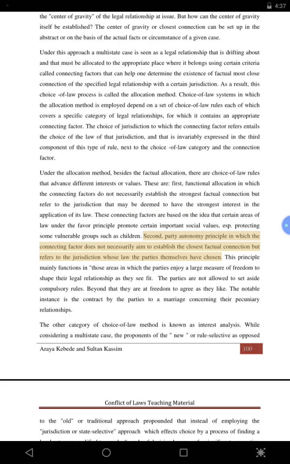Second, the party autonomy principle, in which the connecting factor does not necessarily aim to establish the closest factual connection but refers to the jurisdiction whose law the parties themselves have chosen. This principle mainly functions in those areas in which the parties enjoy a large measure of freedom to shape their legal relationship as they see fit. The parties are not allowed to set aside compulsory rules. Beyond that, they are at freedom to agree as they like. The notable instance is the contract by the parties to a marriage concerning their pecuniary relationships.